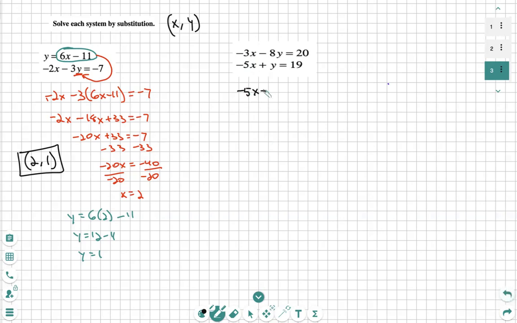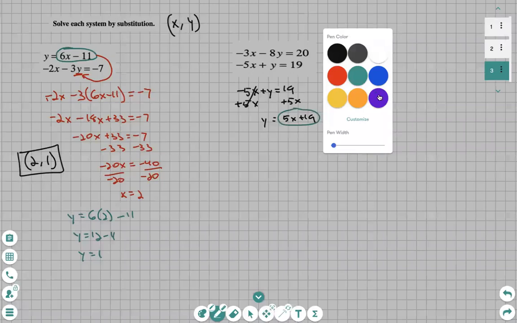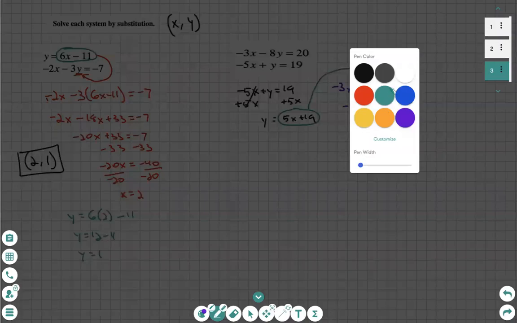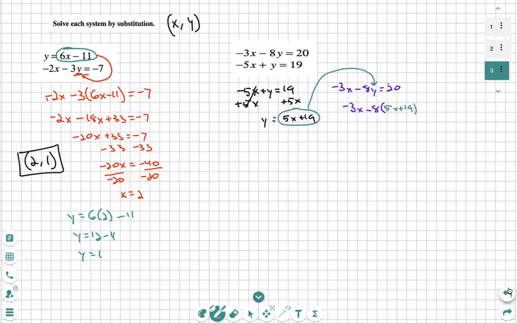So we're going to rewrite this equation, and we're going to get y by itself by adding 5x to the other side. Y is equal to 5x plus 19. Now again, since that's what y is equal to, that means I can then replace that for the y in my other equation. And let's do that. Negative 3x minus 8 times (5x plus 19) equals 20. And all we're going to do is distribute and clean up. Negative 3x minus 40x, and 8 times 19 is 152, I believe, equal to 20.